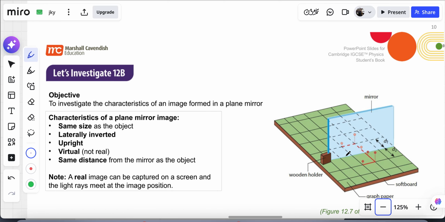Another thing that we can do is to investigate the characteristics of the image formed in a plane mirror. You can put an object on one side, put a mirror, and use a board, a wooden holder. This is a wooden holder. This is a soft board.